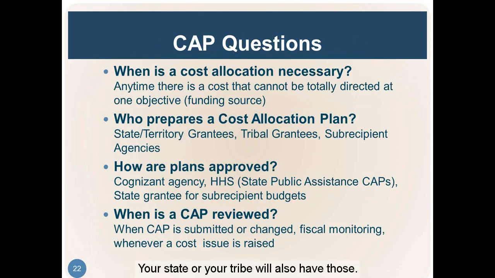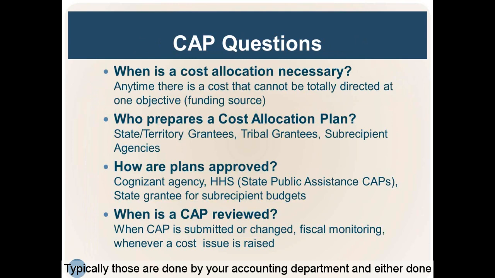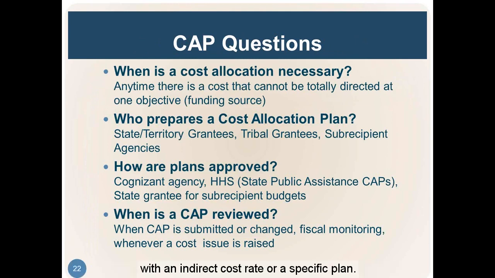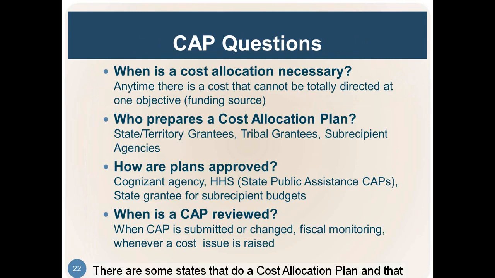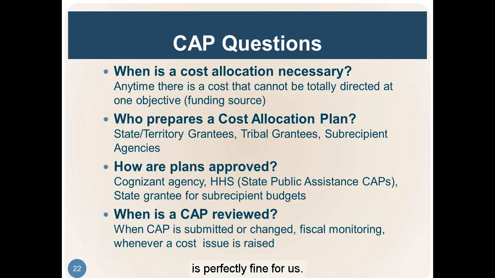Your state or your tribe will also have those. Typically, those are done by your accounting department and either done with an indirect cost rate or a specific plan. There are some states that do cost allocation plans. That's perfectly fine for us.